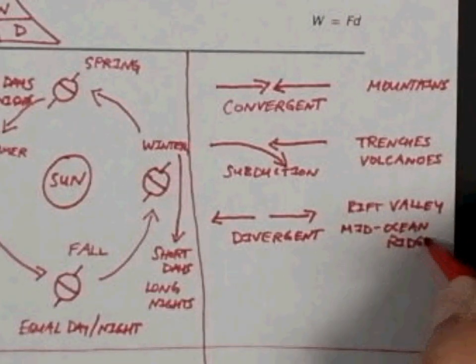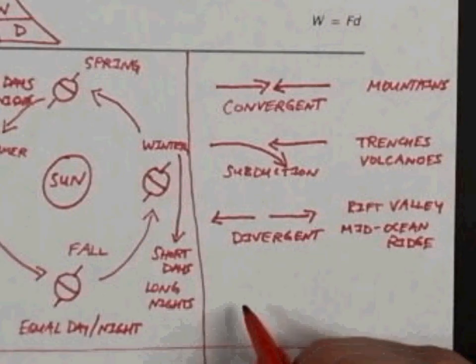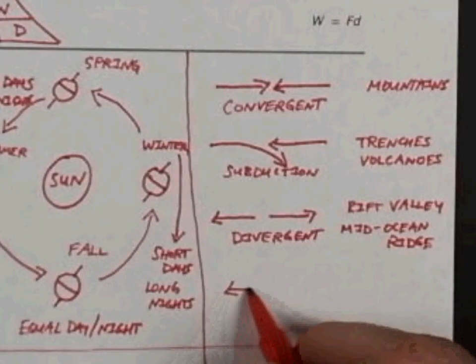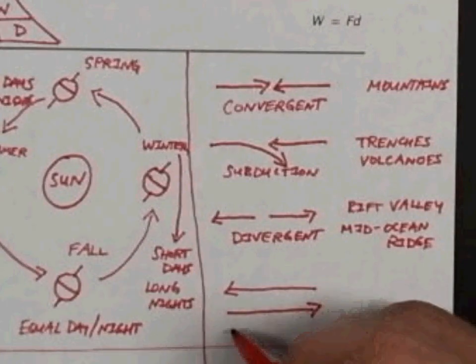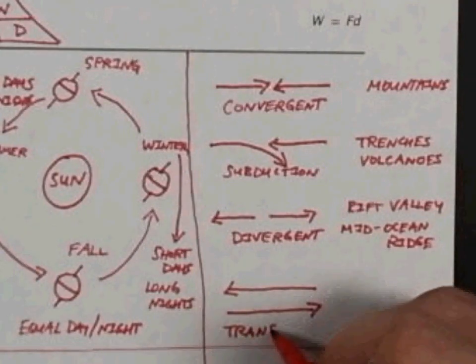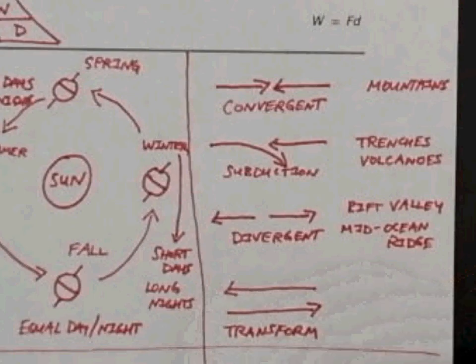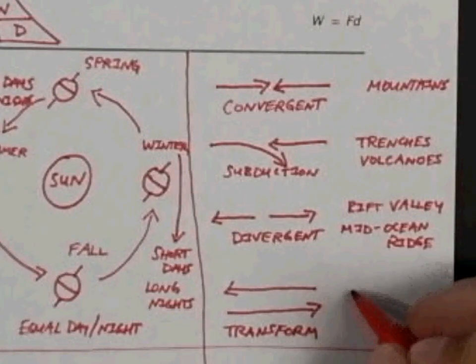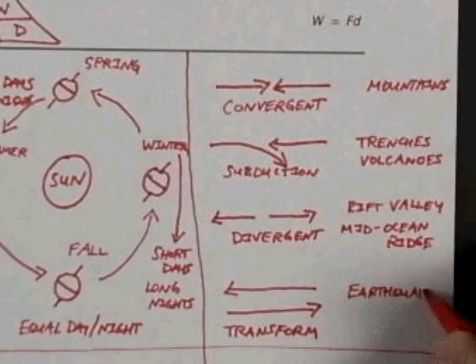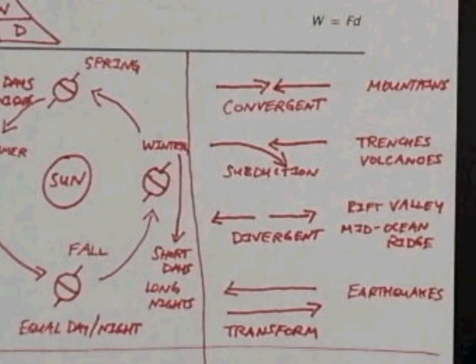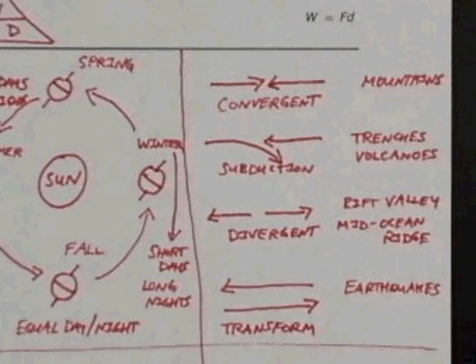And next and last, we have the transform plate boundary. So these are plates that slide by each other. One is going one way, one is going the other way. They can happen left or right, up and down, it doesn't matter. And these form earthquakes generally. Earthquakes, fault lines are known here. One of the most famous plate boundaries in the world is the San Andreas Fault out in California.